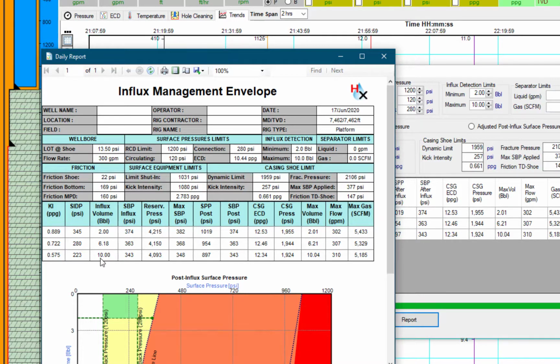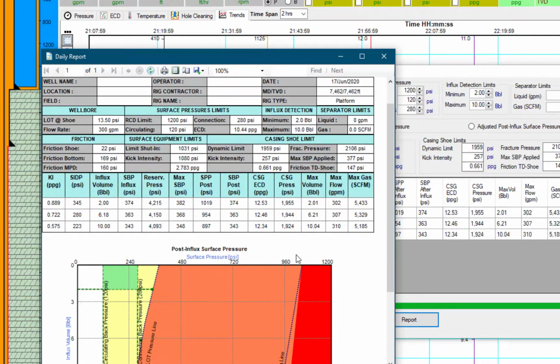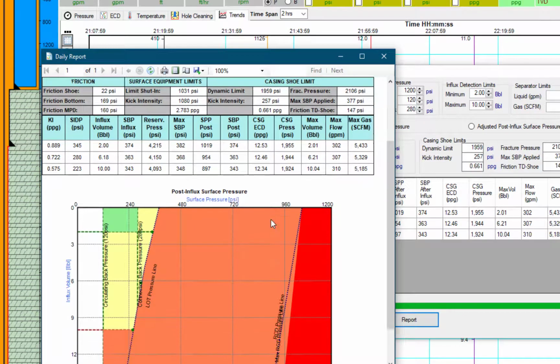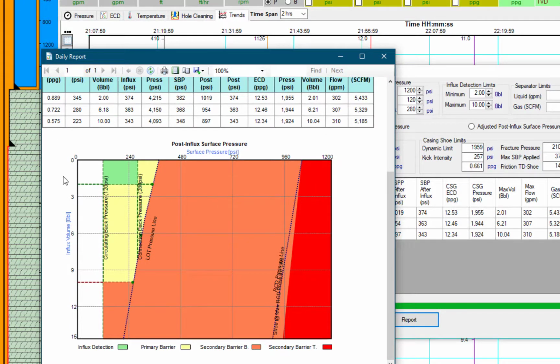So we'll see the volume, the KI, the shut-in drill pipe pressure. We can see the casing pressures, casing ECDs, and the maximum flow rates. And we can also see the maximum gas flow rate as well. And at the bottom, we see the IME graph.